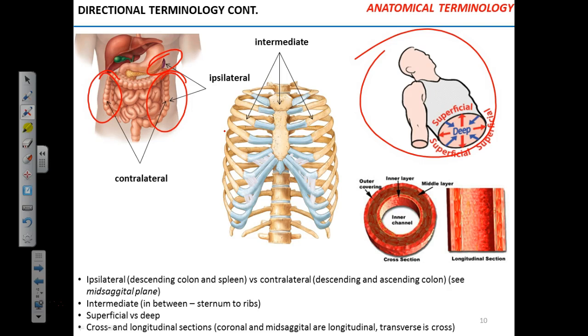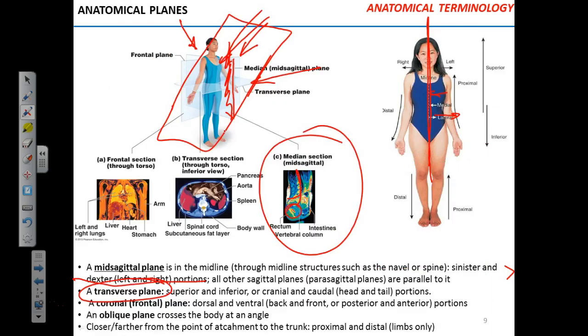Cross-section and longitudinal section. One of the best examples: you take a straw and cut it across, you have the cross-section. Pretty much that's a cross-section of a blood vessel. Does that make sense? You cut it along, you have a longitudinal section. So if you come back to the human body, a transverse plane will produce what type of section? Cross section. Mid-sagittal and coronal will produce longitudinal.